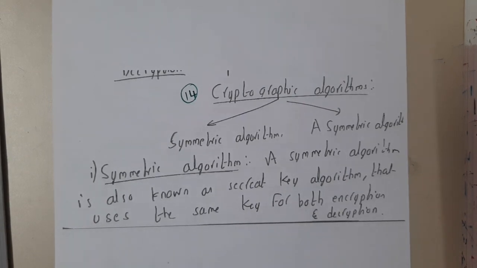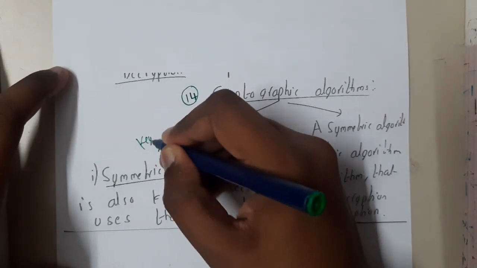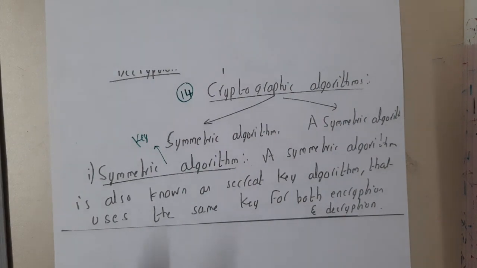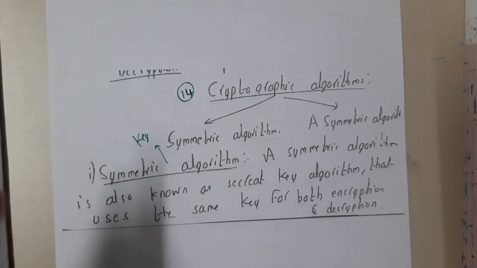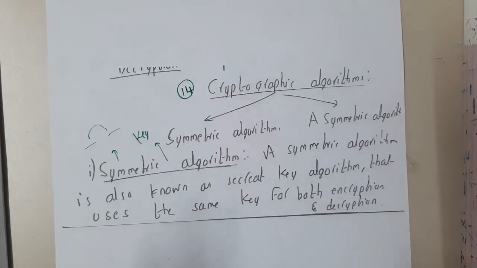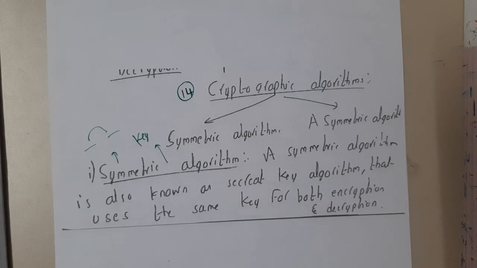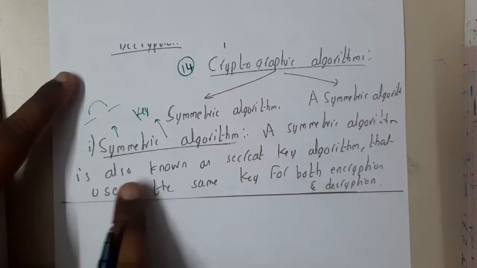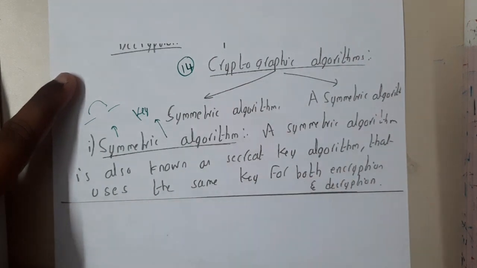In this lecture, let us start the discussion of symmetric algorithms, guys. Symmetric key algorithms to be specific. So here we are discussing cryptographic algorithms. Cryptographic algorithms are divided into two types: symmetric and asymmetric key algorithms. From the name only you can say symmetric means both the keys are the same. To lock it, you'll be using the same key, and to unlock it also, you'll be using the same key. So a symmetric algorithm is also known as a secret key algorithm that uses the same key for both encryption and decryption.